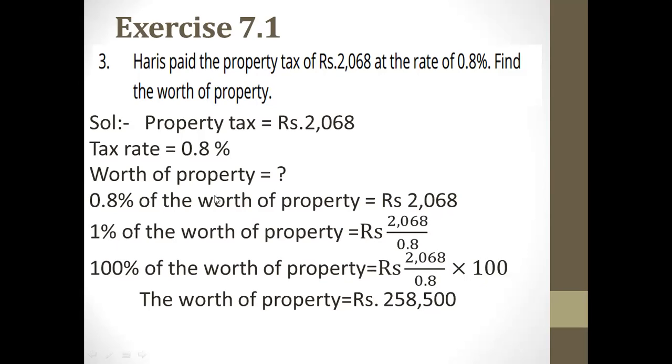Again, I'm going to repeat. The property tax, rupees 2068, is already given, and the tax rate is already given, 0.8%. The worth of property you are going to find. For 0.8%, the worth is this 2068. For 1% the worth is this divided by 0.8, you know that. So for 100% the worth of property will be 2068 by 0.8 multiplied by 100. So you get the total worth of the property, which is 2,58,500.